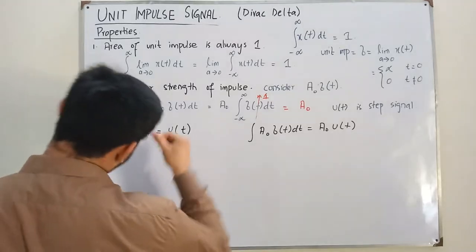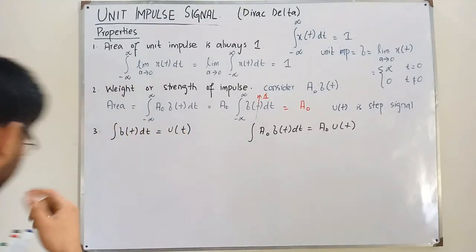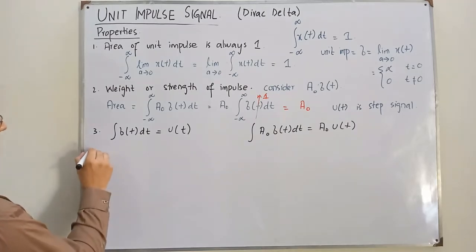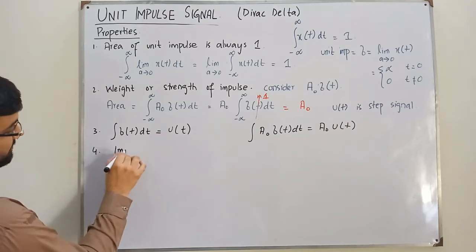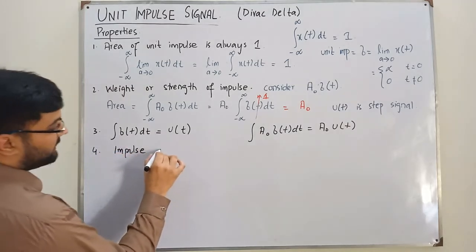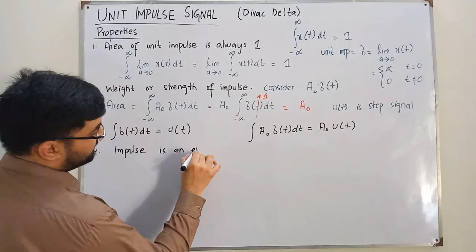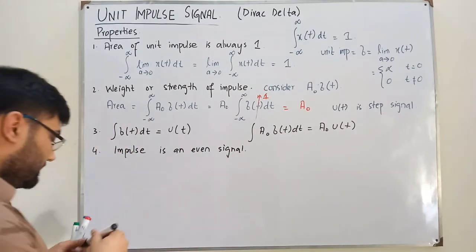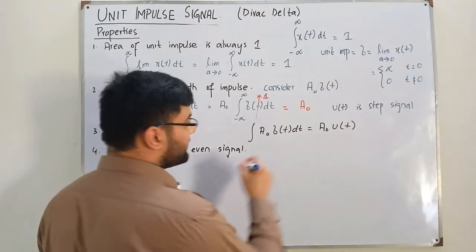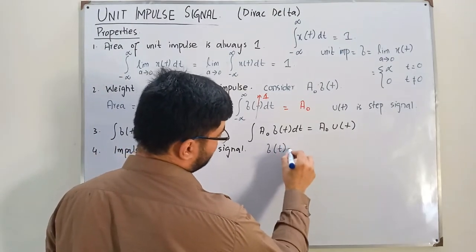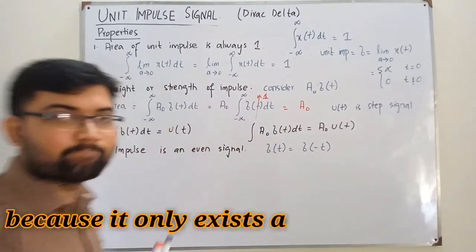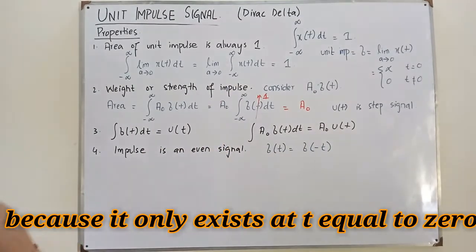The next topic after unit impulse is the unit step. This is third. The fourth is: the impulse signal is an even signal. And you know what this means? This means that delta of t is equal to delta of negative t. Isn't it so? So this is the fourth property.